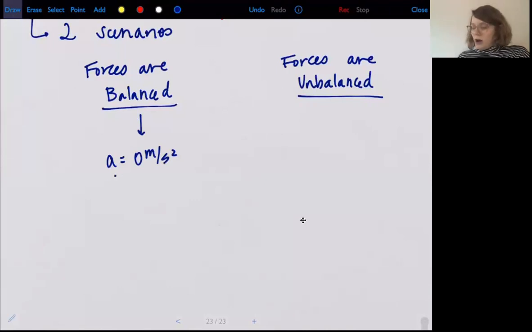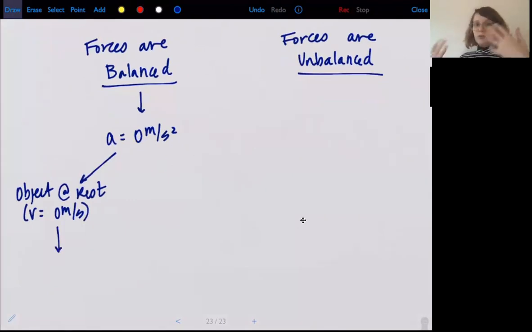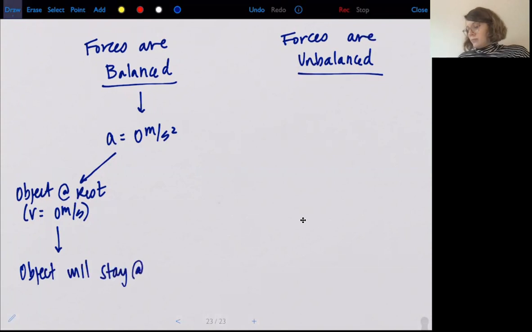This could be when objects are at rest. When an object is at rest, that means that the velocity equals 0 meters per second, right? It's not moving. So that means that that object will stay at rest. This is just Newton's first law broken down into a diagram. Object will stay at rest as long as the forces remain balanced.